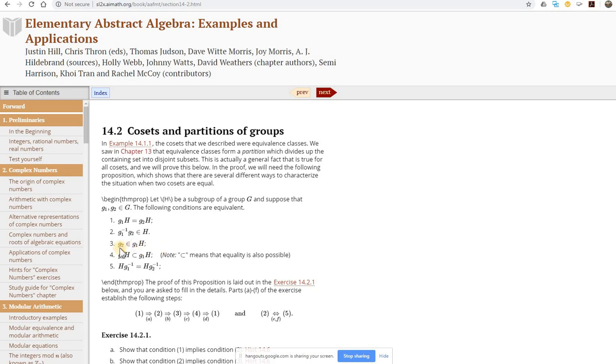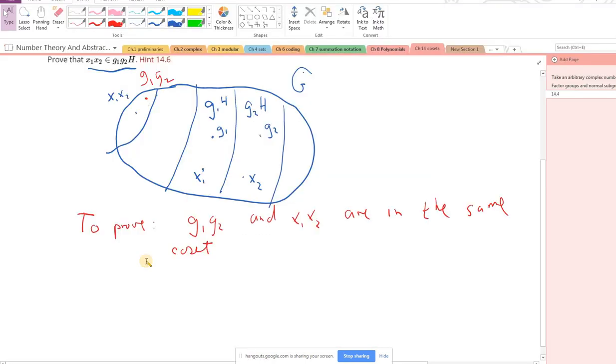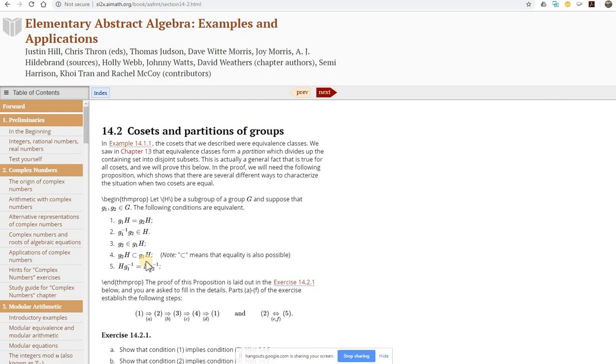You see what I mean here? You have G2 is in G1H and G1 is also in G2H. So all of these are equivalent. So in our case here, we want to show two things are in the same coset. So which way do you want to prove? Take your pick.